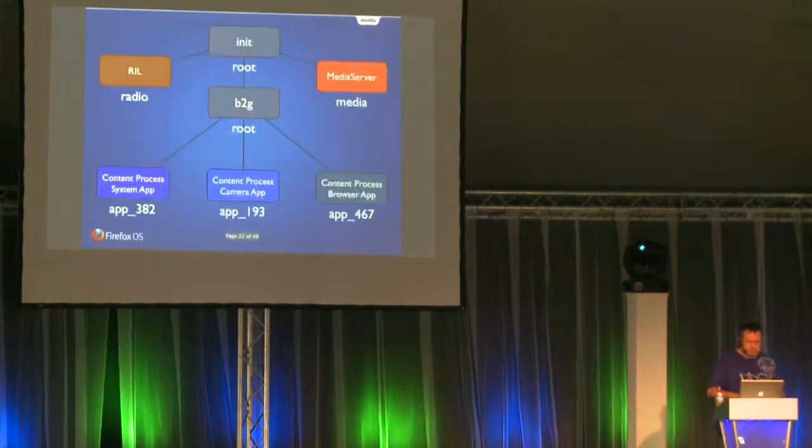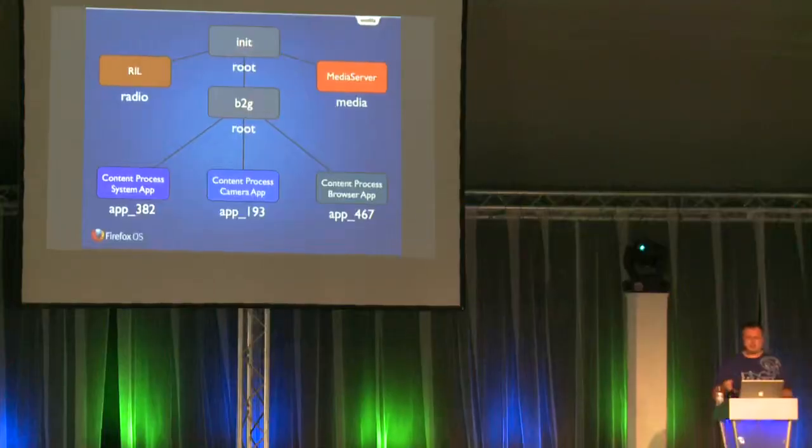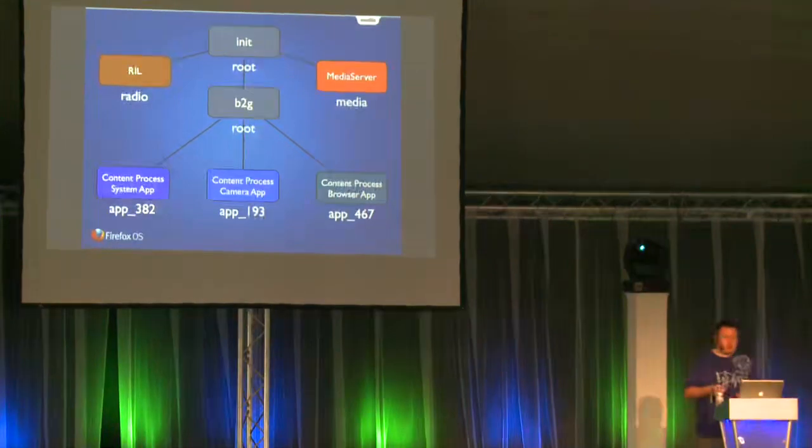So what's the security model of all this? As soon as Linux starts, it starts all kinds of other things. Actually, the first thing it starts is a process called init. This also happens on your Linux desktop, and it starts all kinds of different processes, like the media server, which deals with the SD card and USB, and the radio interface layer, which talks to the radio of the phone. It also starts the B2G process, which contains Gecko. So this B2G process is really the full screen browser.